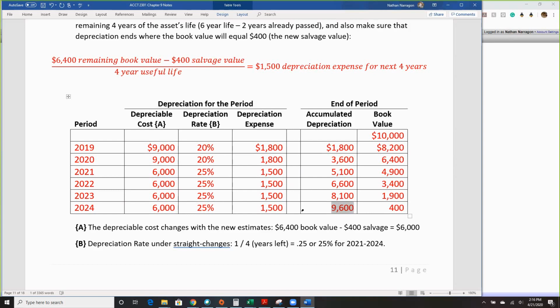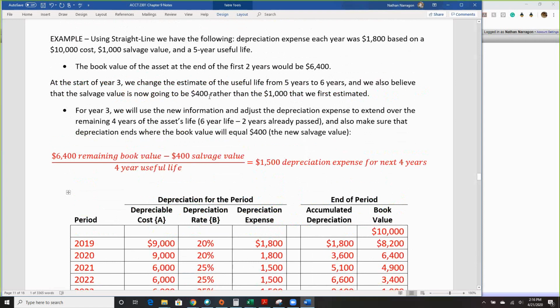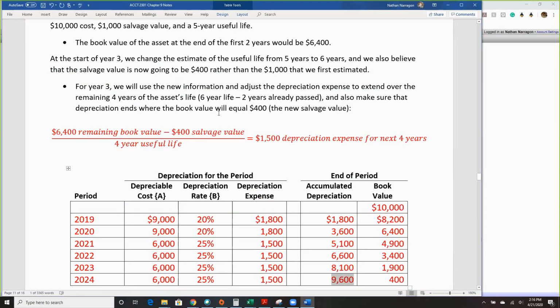And so always be careful. Do not try to backtrack. So it's only on the years of remaining life. And always read. Be careful. And then remember, it's the remaining book value. Don't go back to the original cost. Because we've already allocated some of that cost already.